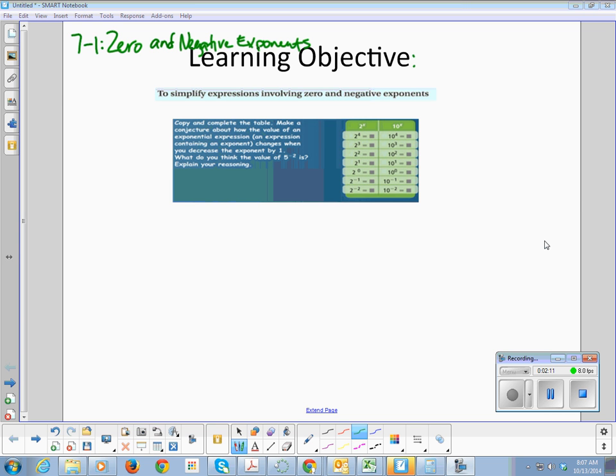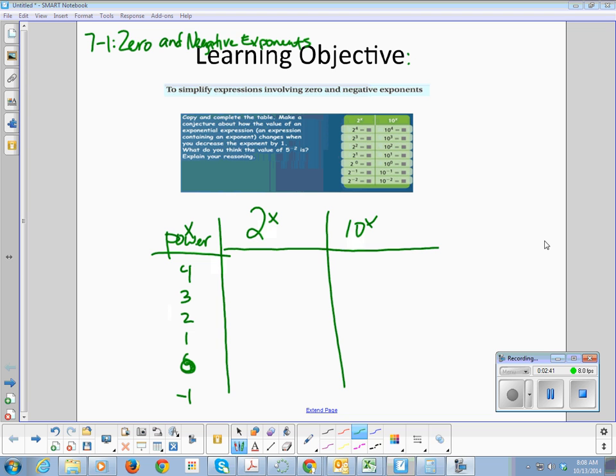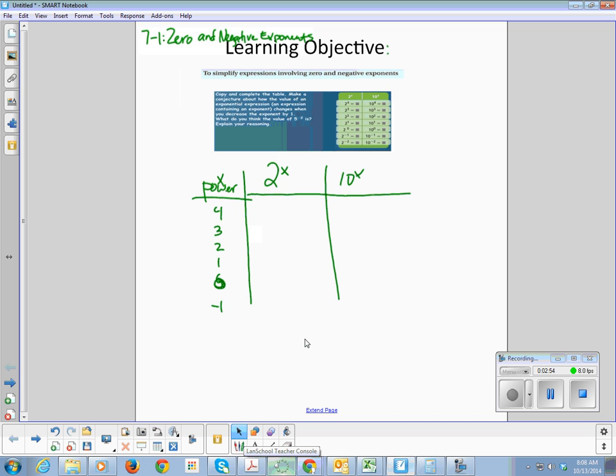Some patterns here, because math is all about patterns, and if we don't follow the pattern, then we are not doing math correctly. So if we have 2 to the x, so write down 2 to the x on your paper. So go ahead and write this on your paper. We got the power, the x values is 4, 3, 2, 1, 0, negative 1, and we'll do one more, negative 2. I'll pause while you guys write that down.